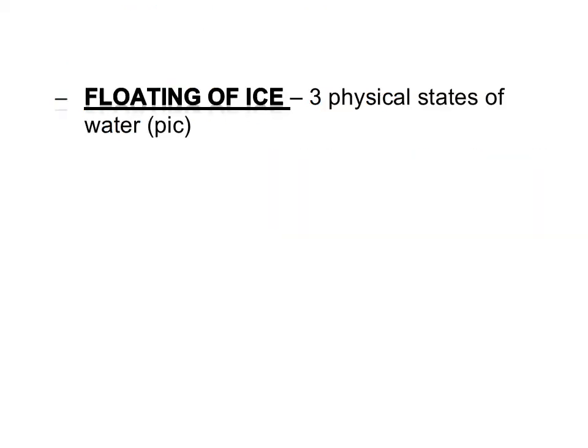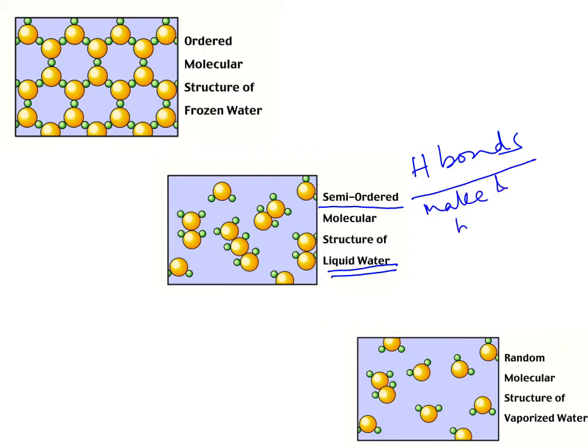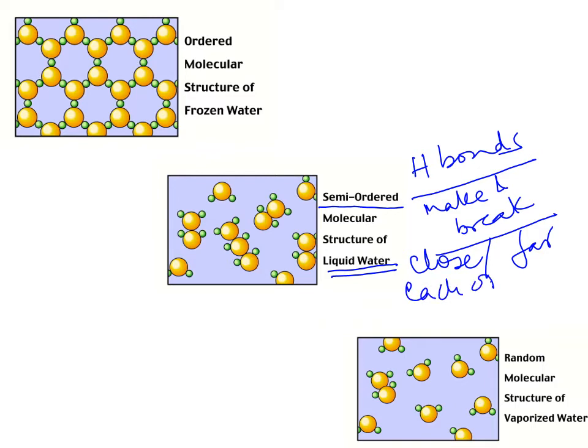Okay, floating of ice, the three physical states of water. When water is in the liquid form, there is a semi-ordered kind of state. It has hydrogen bonds. The bonds make and break, and it has some amount of closeness and distance between. So it can be close and it can be far from each other. It's a very, very transient kind of state.